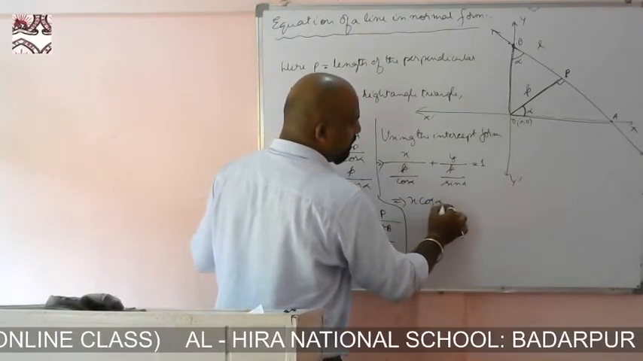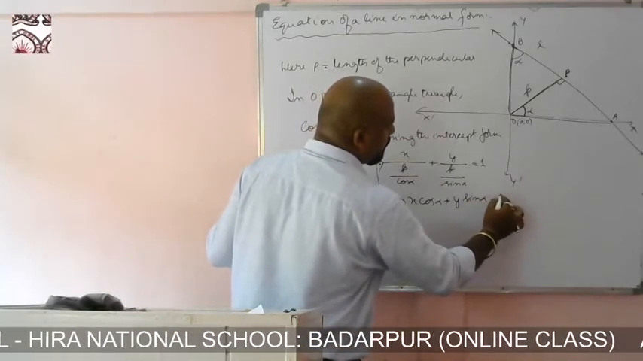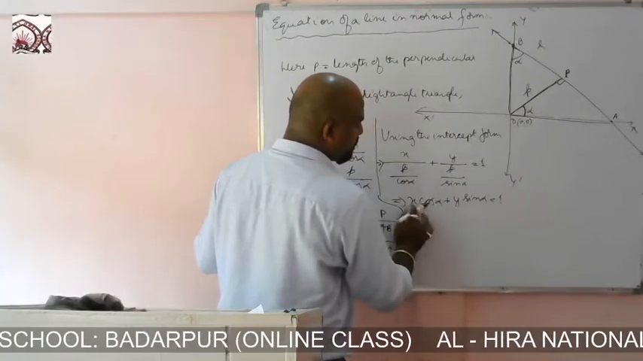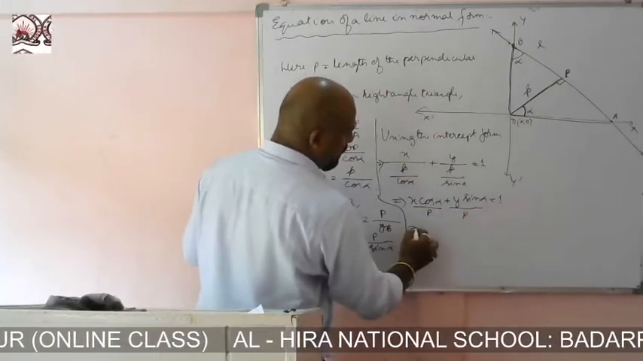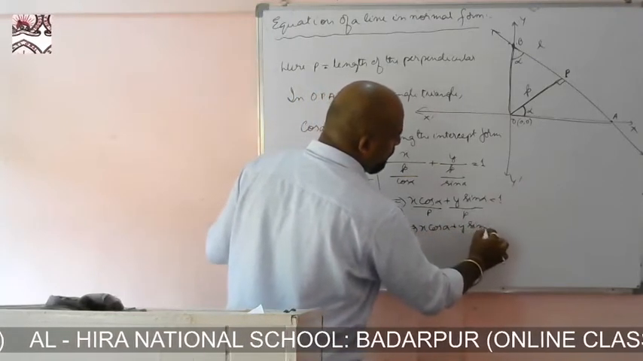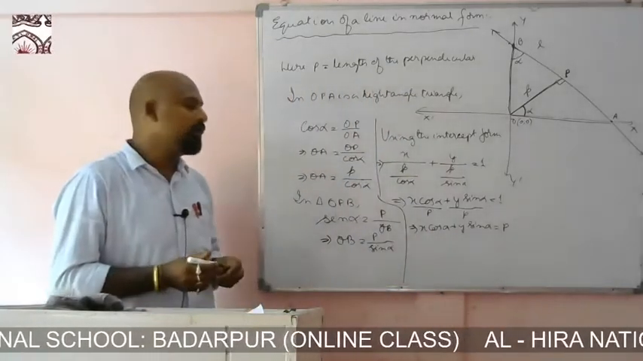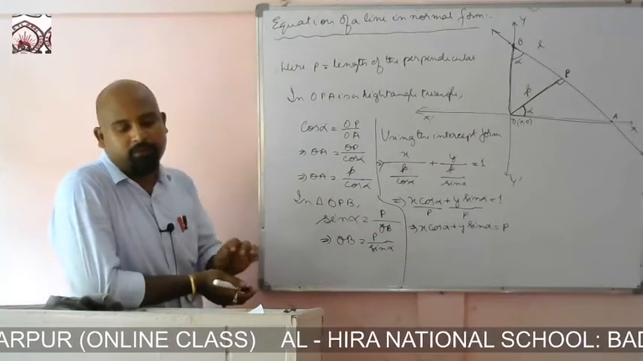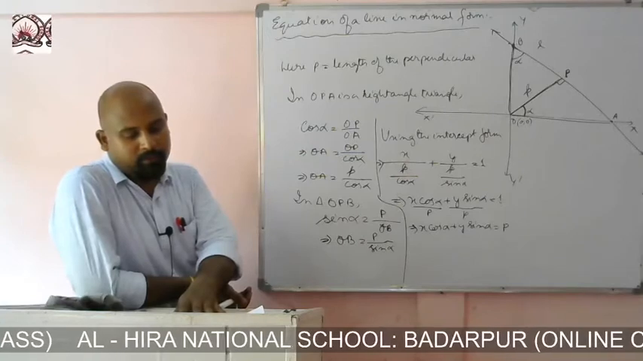Then if I solve it, x cos alpha by p plus y sin alpha by p equals 1. So x cos alpha plus y sin alpha equals p. This is nothing but the equation of a line in normal form.